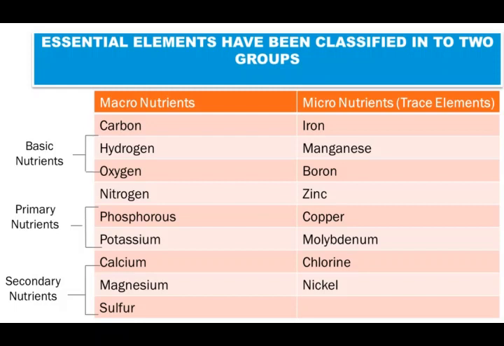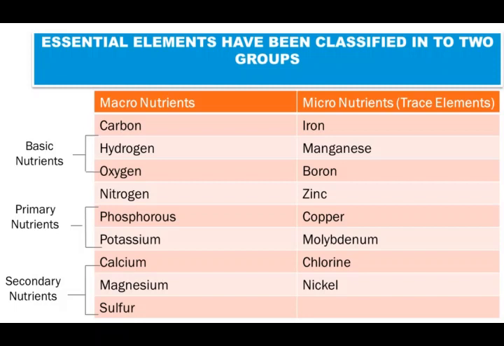Macronutrients include carbon, hydrogen, oxygen, nitrogen, phosphorus, potassium, calcium, magnesium, and sulfur, while micronutrients include iron, manganese, boron, zinc, copper, molybdenum, chlorine, and nickel. Dear students, carbon, hydrogen, and oxygen are known as basic nutrients because they constitute about 96% of total dry matter of plant, while nitrogen, phosphorus, and potassium are known as primary nutrients. They are primary in the sense that they are essential right from the seed germination.